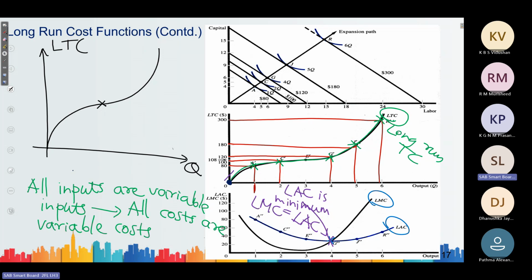And the long run marginal cost curve and long run average cost curve take U shapes. And importantly, long run average cost and long run marginal cost are equal when long run average cost is at its minimum. So that's what you should understand here: the behavior of the long run total cost curve and the behavior of long run marginal cost.